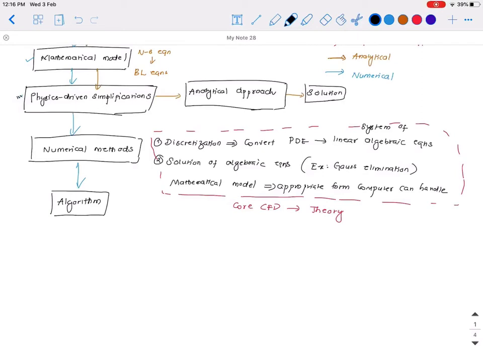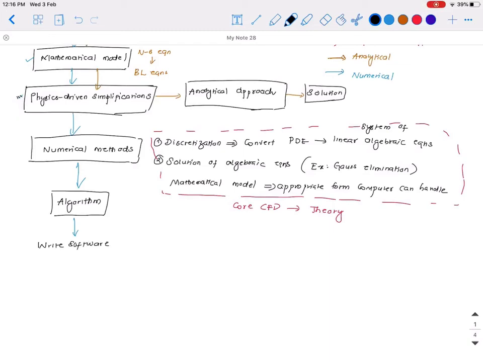Okay, so now we have converted the PDE into a system of linear algebraic equations that the computer can handle. Now, by developing an algorithm, what we are saying is we are going to develop a sequence of steps or instructions for the computer that it can follow and give us the solution in an efficient manner. Okay, so once we write the algorithm, we go on to write software.